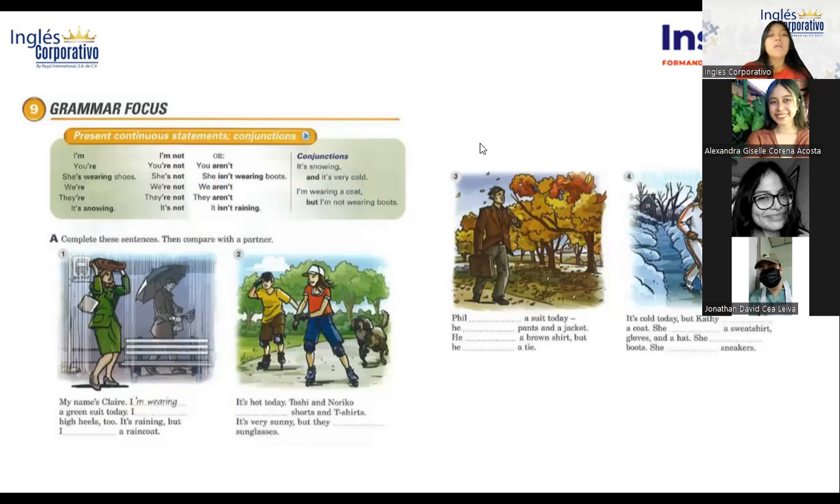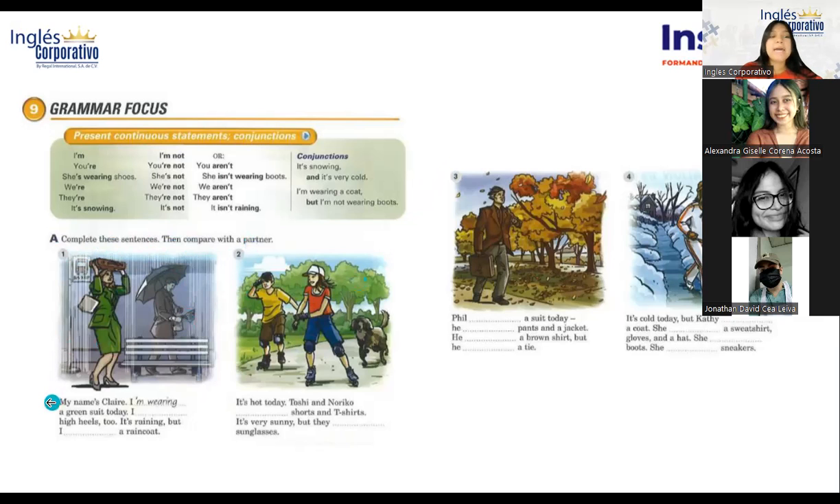Right? So, do you have any question? ¿Tiene preguntas? ¿Tiene dudas? Something that is not clear, guys? Is everything clear right now? Yes? Okay. So, now let's move. Complete these sentences and then compare it with a partner. Okay, let's do it together. Lo vamos a hacer juntos.